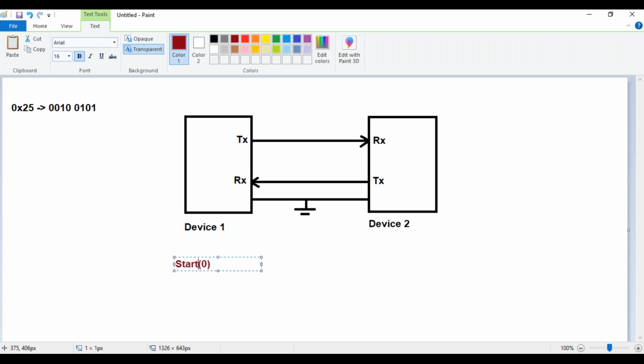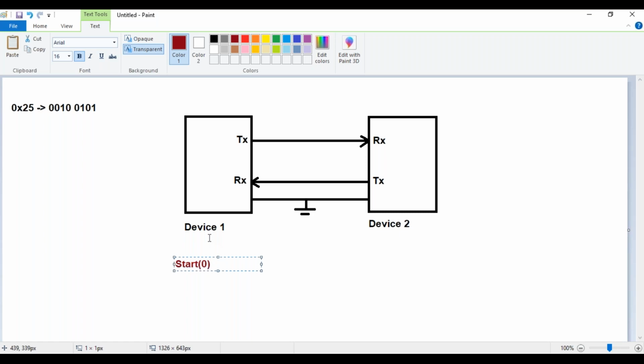Once the start bit is transmitted, the other device is going to receive it. There are only two devices in the network, device 1 and device 2. Assume device 1 wants to communicate with device 2. Device 1 starts transmitting the data. It first transmits a start bit, and device 2 is going to receive that.